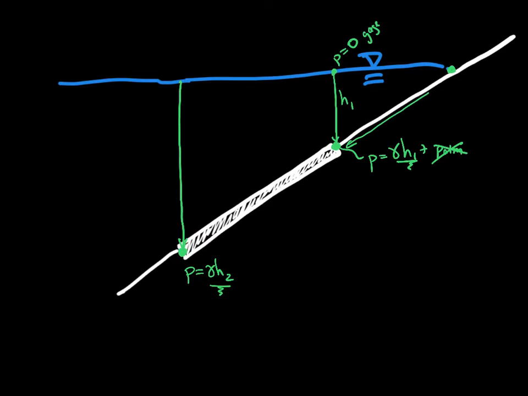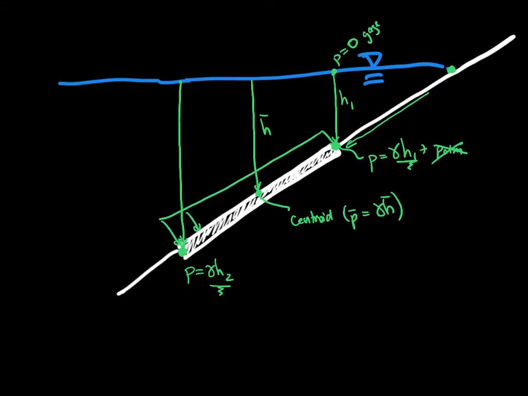Then somewhere along here, there's a depth where there's a centroid. If this is a rectangle, it's going to be halfway down. If this is the centroid, then this is H bar, and the pressure here equals gamma times H bar, just like any other location. If I were to draw this pressure prism, it's going to look roughly more or less like this, with the pressure increasing as I move down this gate. So there's our pressure prism.